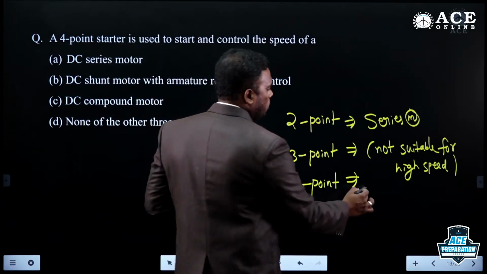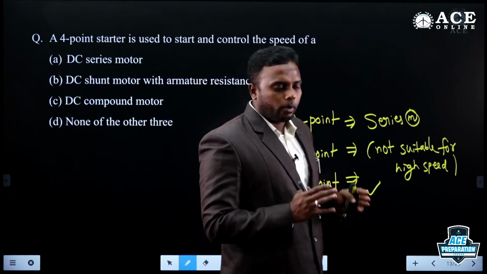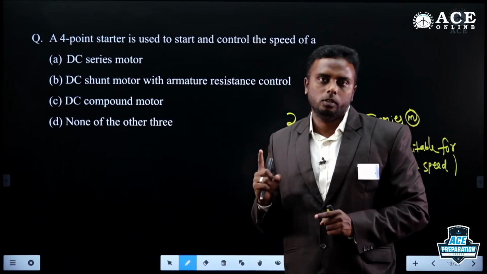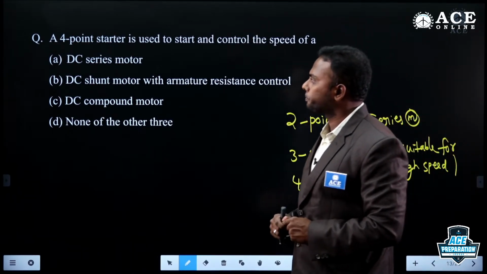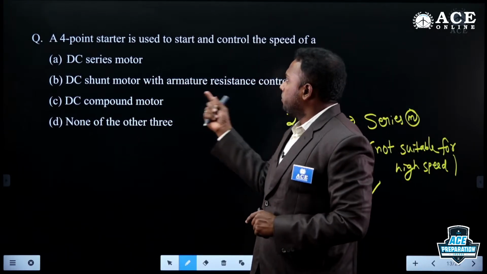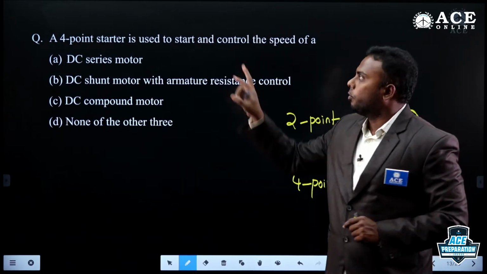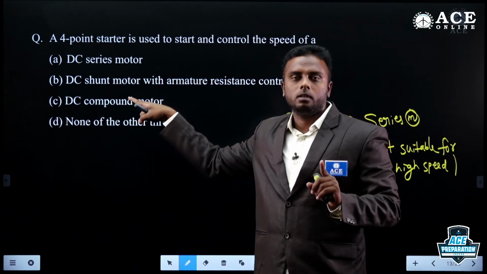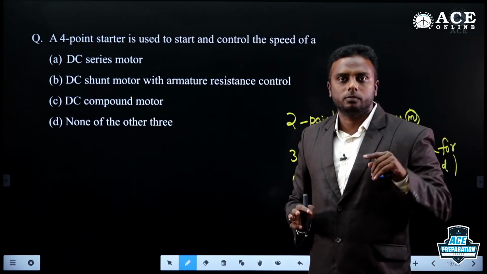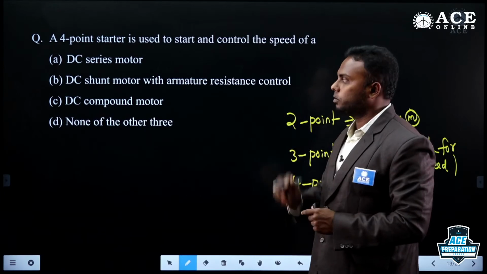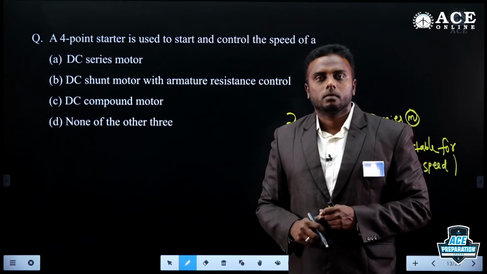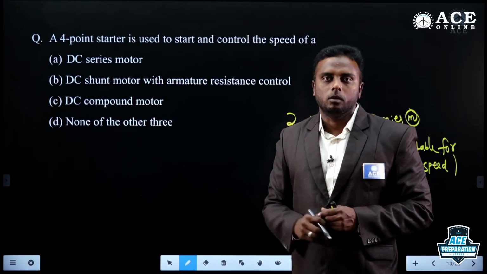To overcome that drawback, we go to the 4-point starter. The main purpose of the 4-point starter is for high speed operation, or for the flux control method. Now read the options. It is not suitable for series motor and DC shunt motor with armature resistance control. The 4-point starter we use for shunt motor with flux control only, because flux control will give high speed, no? So this is also not correct. DC compound motor is not mentioned with any method here, so you can use a 3-point starter also for DC compound.